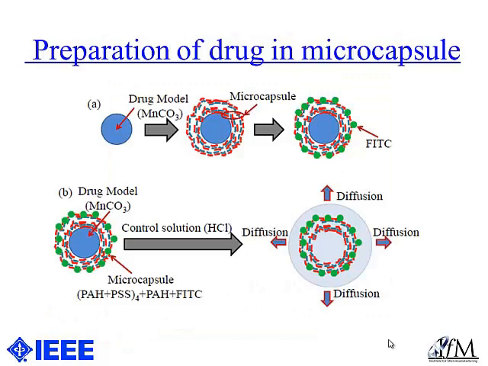Those photos show a demonstration experiment about the drug model release in our device. We choose manganese carbonate microparticles as a drug model, and we cover it by layer-by-layer nanoassembled microcapsules. To control the drug model release, we use a control solution to diffuse in and dissolve the cores. And that will be diffused out of the microcapsules, leaving the shell only.